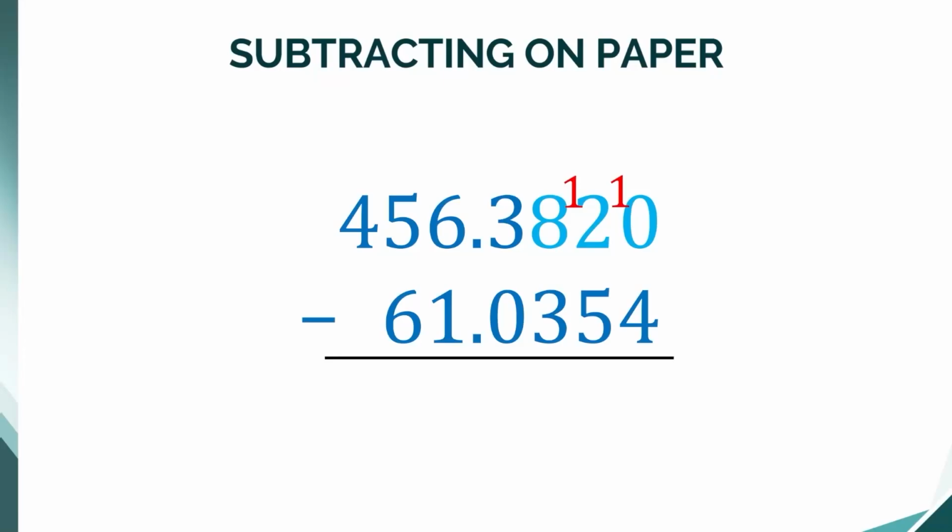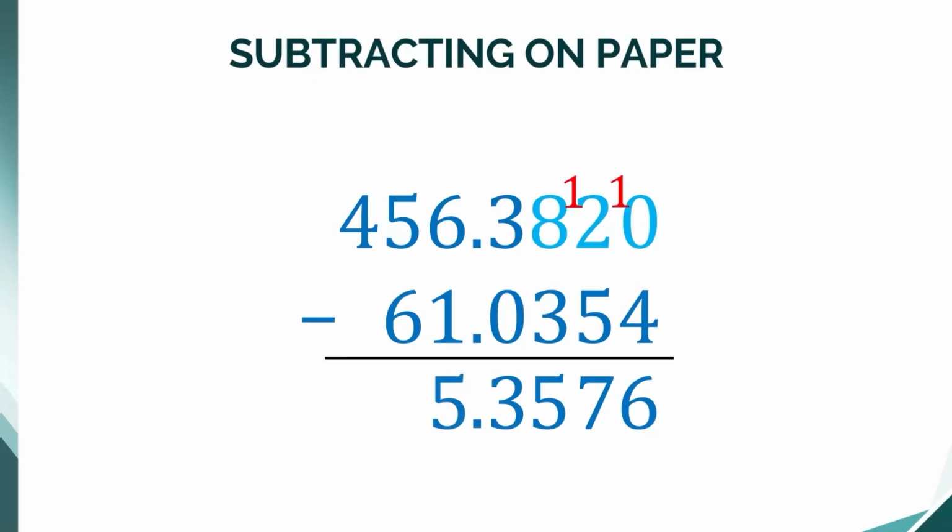So now we do 10 minus 4, which of course is going to be 6. We do 12 minus 5, which is going to be 7. We do 8 minus 3, which is 5. 3 minus 0, which is 3. 6 minus 1. Oh, don't forget to put that decimal point there. Remember, all the decimal points have to line up. And then we do 6 minus 1, which is 5.